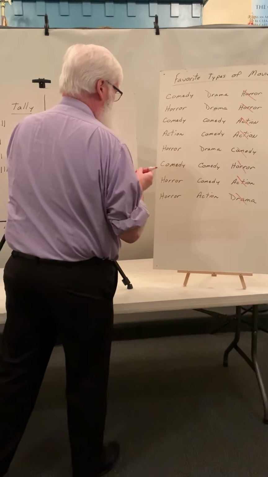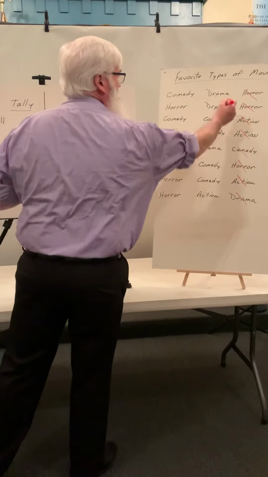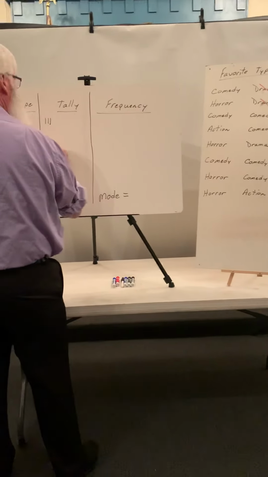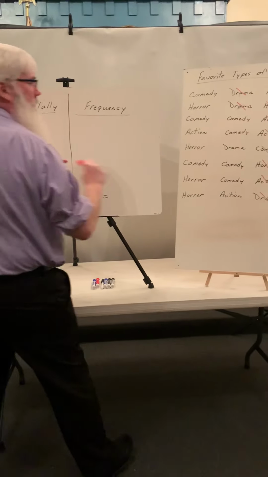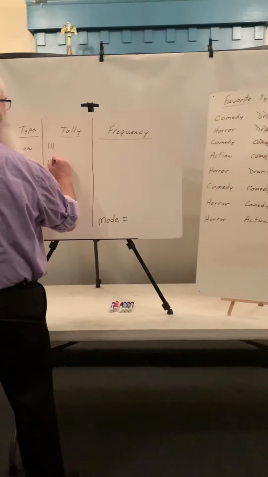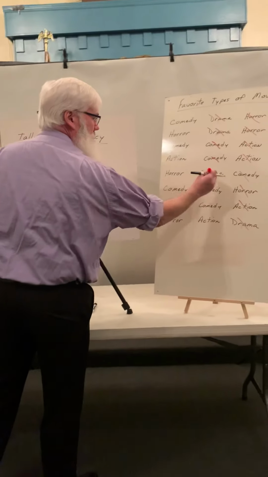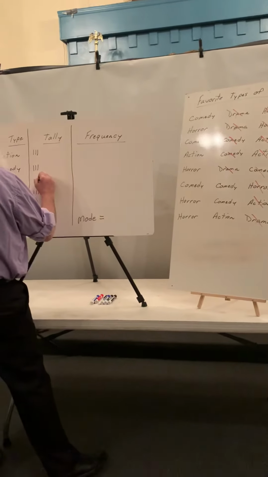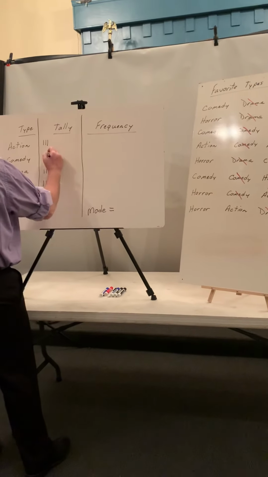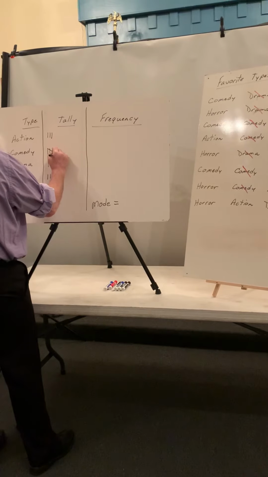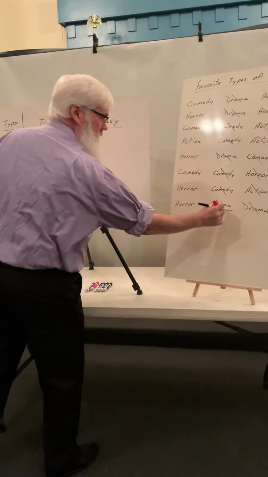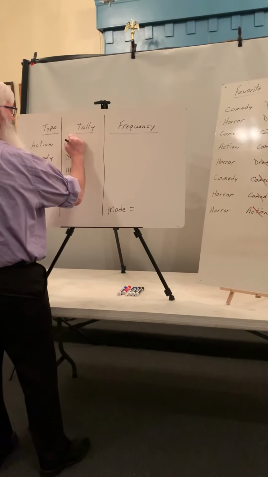In my middle column, I'm going to speed this up a little bit. I have 2 for drama. So 1, 2 for drama. I have 1, 2 for comedy. So 1, 2 for comedy. I have another one for drama. And I have 1, 2 for comedy. So 1, and now I'm going to mark this way to make groups of 5 to make it easier to count. And 1 for action.